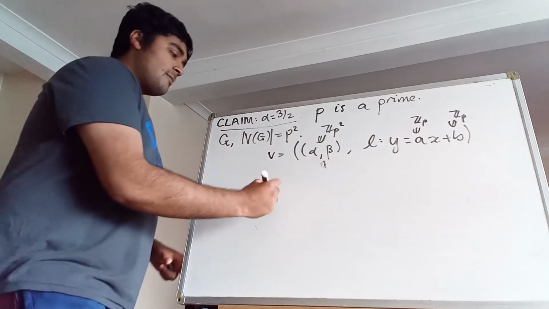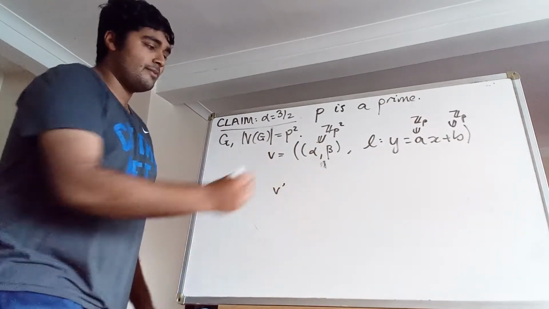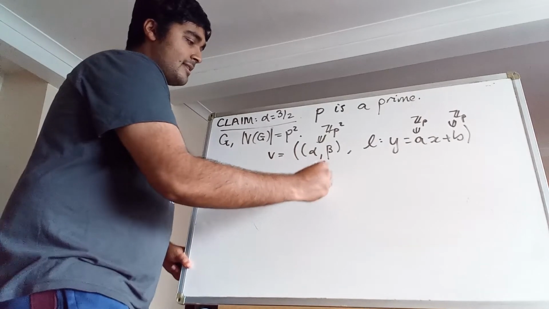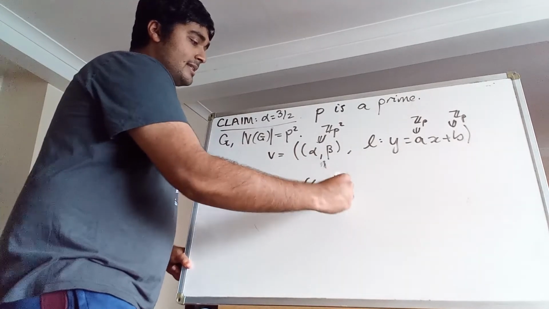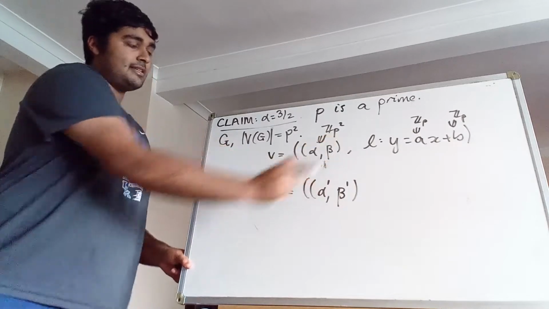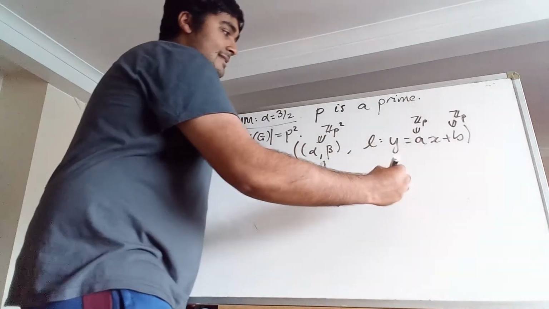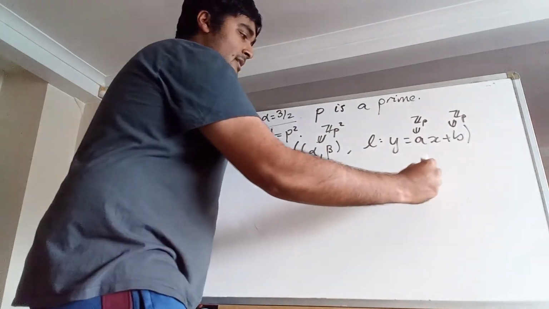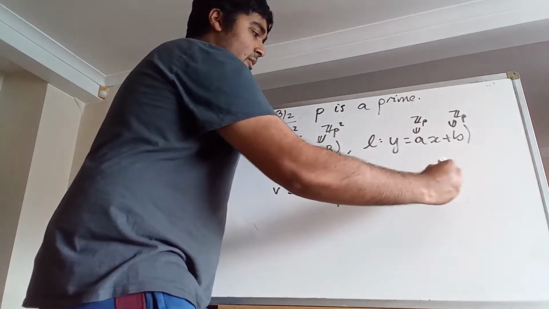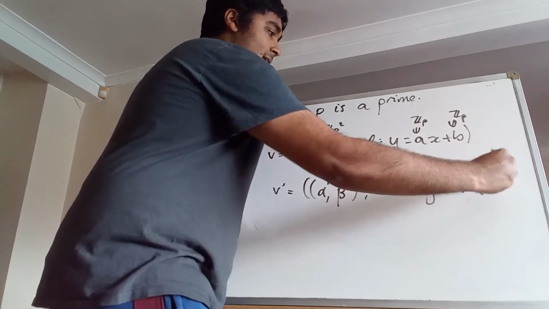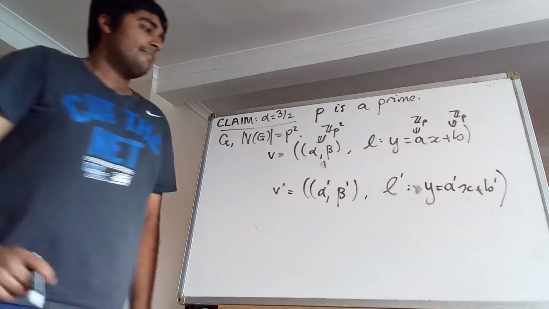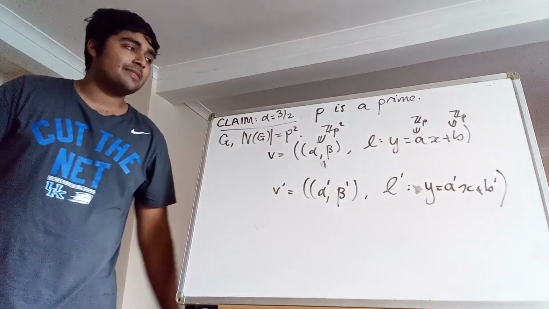And we're also going to have the property that if we take another vertex in our graph, V prime, the associated point in Z_p squared, alpha prime, beta prime, is going to be different from this guy here. And similarly, the line L prime, which is going to be of the form y equals a prime x plus b prime, this line is going to be different from this line.